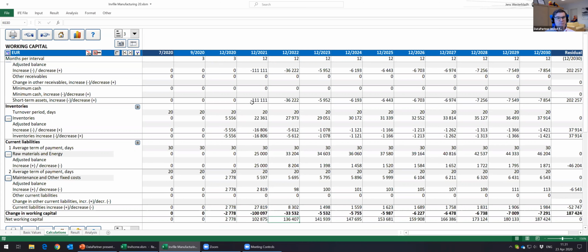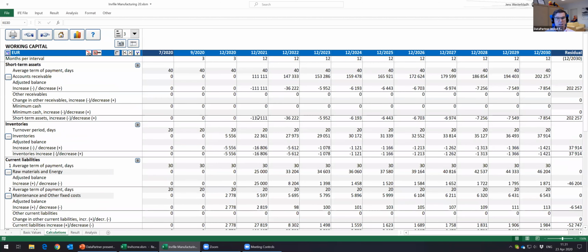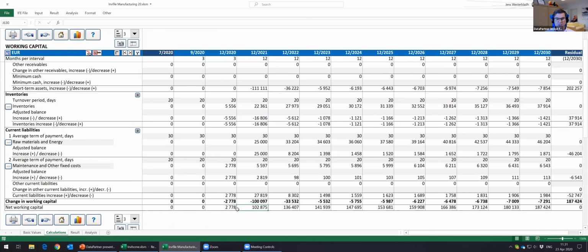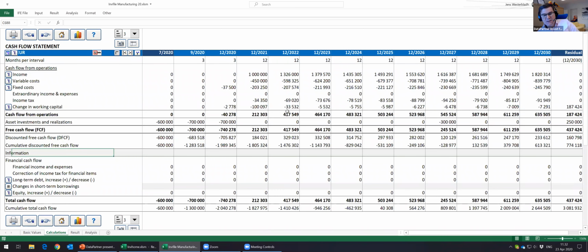So the account receivable increased need for working capital, the inventory increased need of working capital, the accounts payable decreased the need of working capital. So this is the net working capital needed. Okay, we are ready with working capital and we are ready with the calculation. Now let's look at the reports.